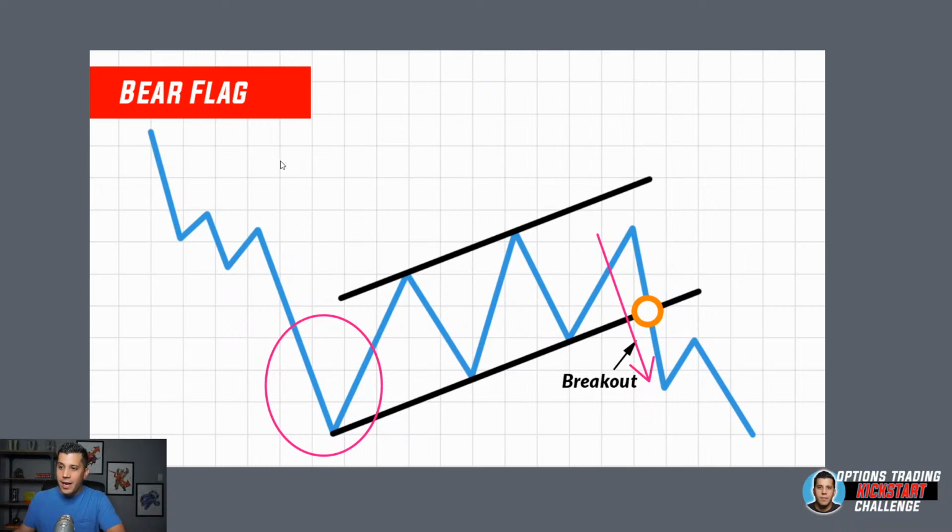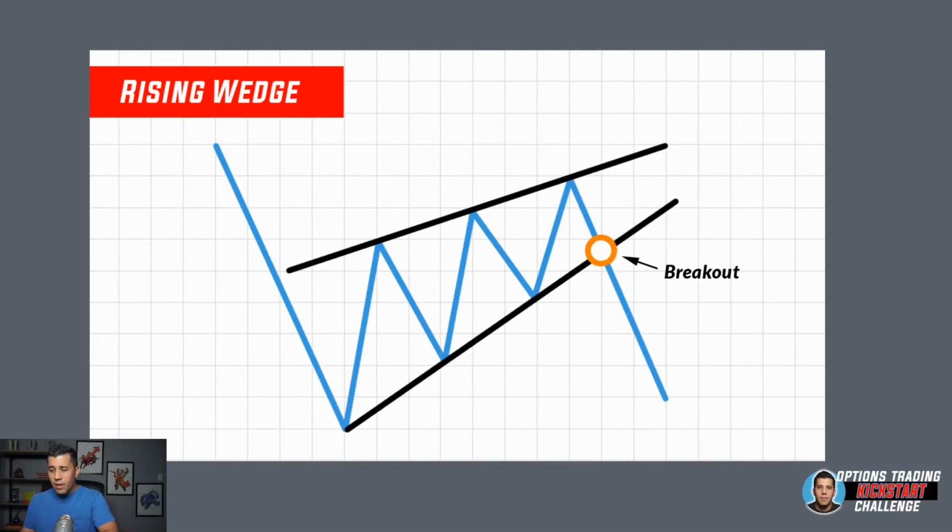Right? And in here, you just want to be very careful when you're buying. If you're trying to get long, make sure you're not in a bear flag, because a lot of people go long and then they're going to get axed, right?